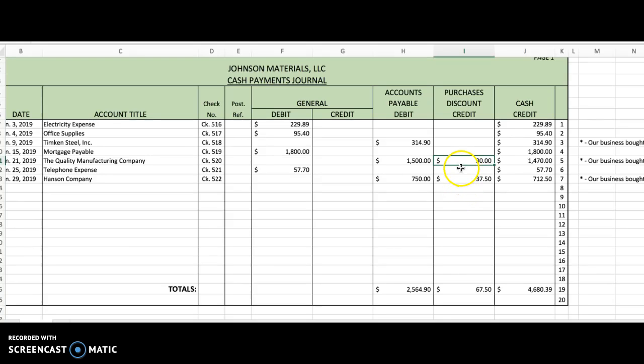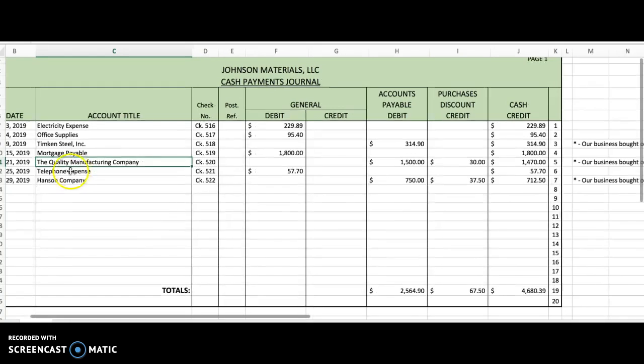and that account is a contra account, which will indeed be a credit. As you remember, when we make a purchase, that account is debited, and this reduces it a bit, showing the discount of $30. That's the 2%. So we actually paid not $1,500, but we paid $1,470 with a check. So a little different than we had back with Timken Steel, because this time we were within the 10 days, and so we were able to take the discount.